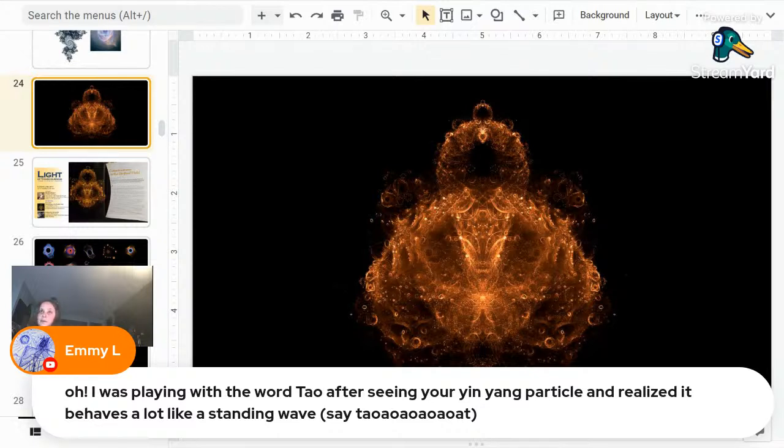So I played with the word tau after seeing your yin yang particle and realized it behaves a lot like a standing wave. Say tau, whoa. I don't know how to say that. But yeah, so interesting. Yes, the yin yang particle.